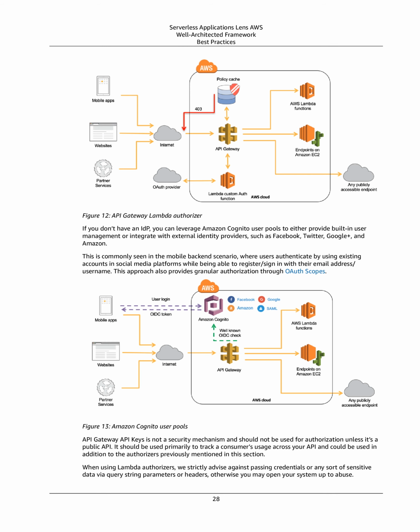If you don't have an IDP, you can leverage Amazon Cognito user pools to either provide built-in user management or integrate with external identity providers, such as Facebook, Twitter, Google+, and Amazon. This is commonly seen in the mobile backend scenario, where users authenticate by using existing accounts in social media platforms while being able to register/sign in with their email address/username. This approach also provides granular authorization through OAuth scopes.